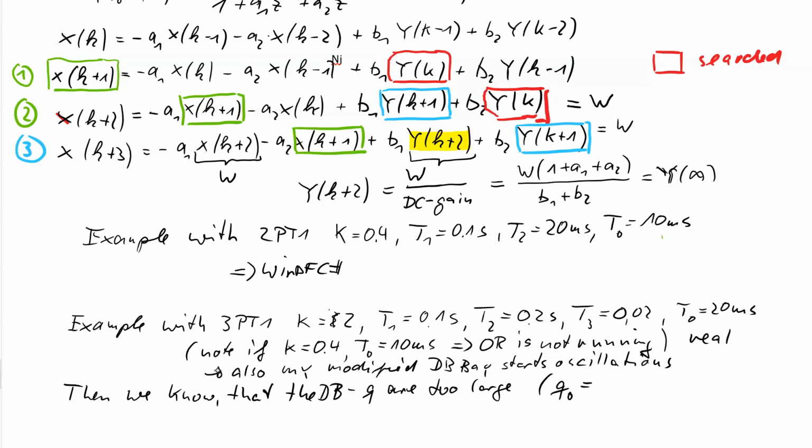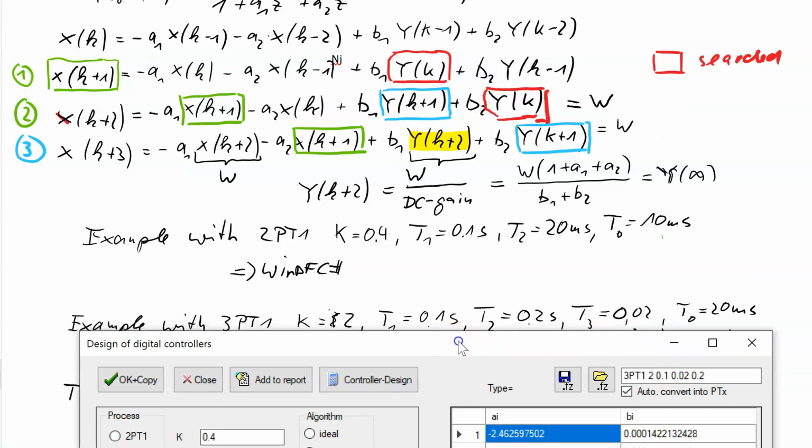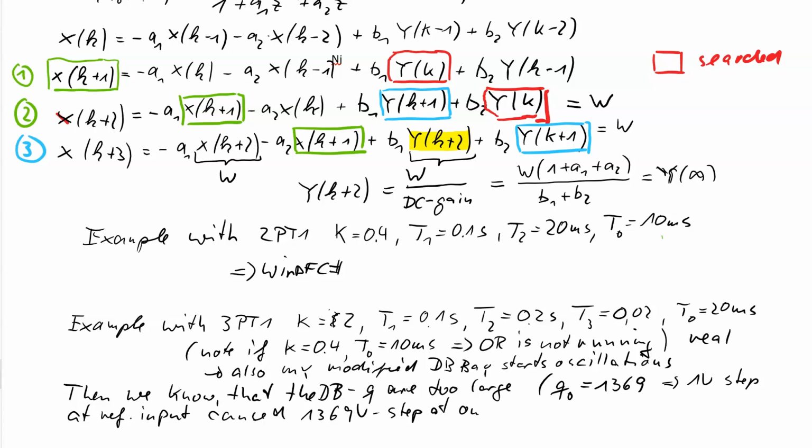I look again at our Q0 of my deadbeat. Note, I shift this box into the window. This is 1369. That means a 1 volt step at the reference input causes a 1369 volt step at the output. This is limited to 10 volt. That means the limitation factor, the ratio of what you get to what you want to have, is 137. That's too large.